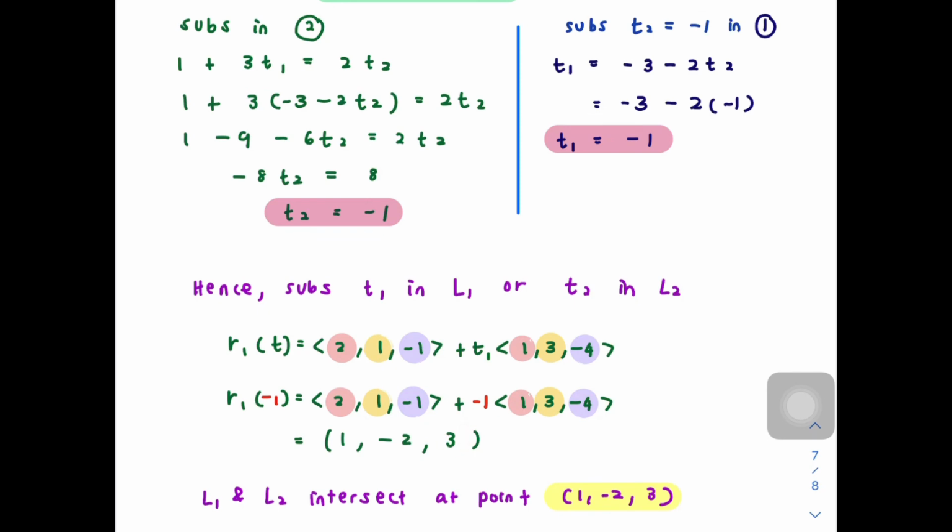Therefore, we have found the coordinate when it is in coplanar. Therefore, we can say that L1 and L2 intersect at this point, 1, negative 2, and 3. So this is our final answer. So that's the end of this chapter.